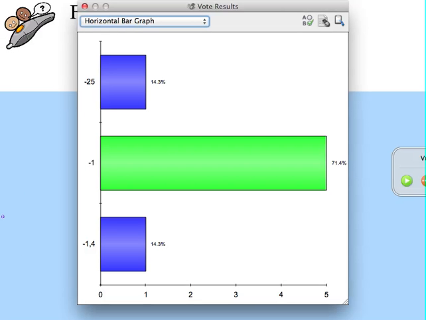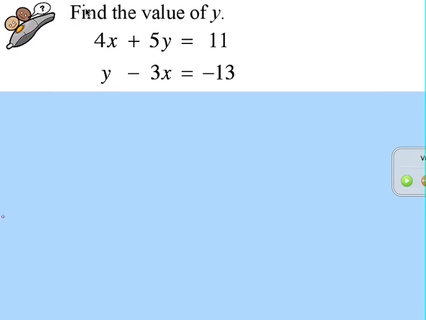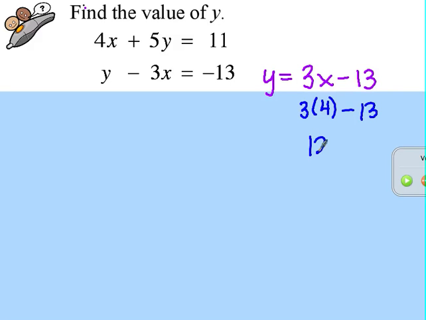Okay, so the answer is -1. So how did we get -1? Because this was our equation, 3x minus 13, right? And so all I'm doing is plugging 4 in for x. So I have 3 times 4, which is 12, minus 13, which is -1. So my ordered pair, if I was going to solve that, would be (4, -1).